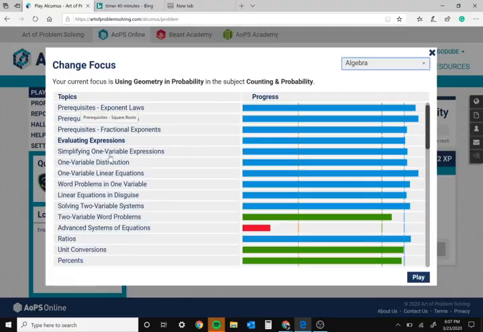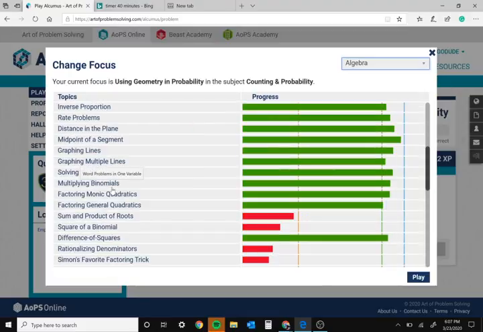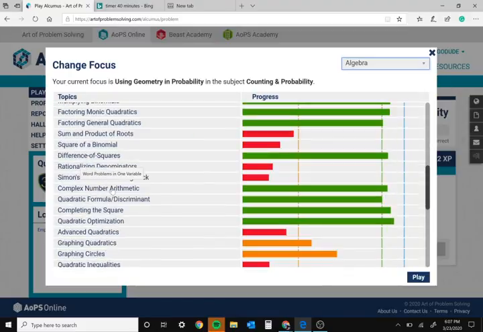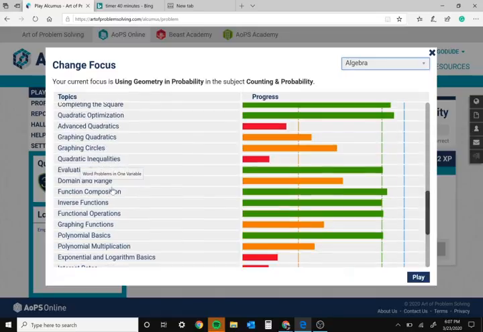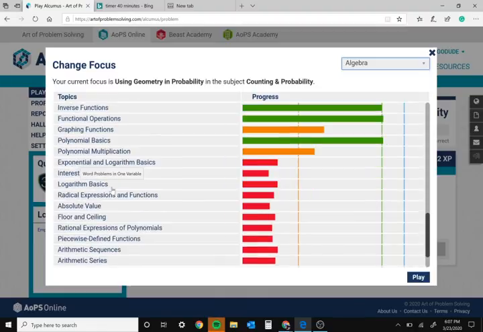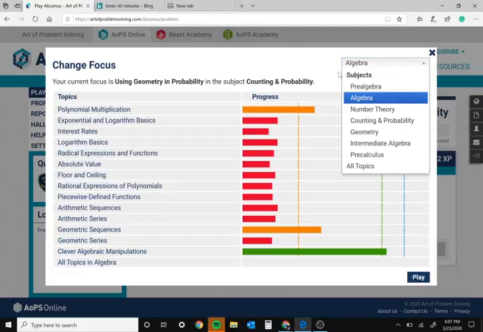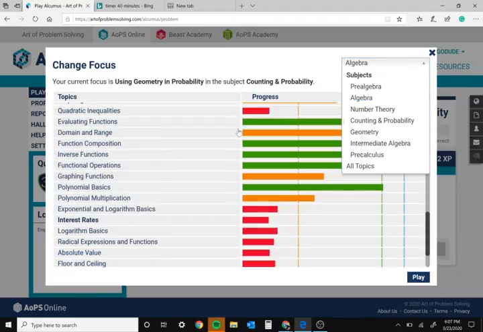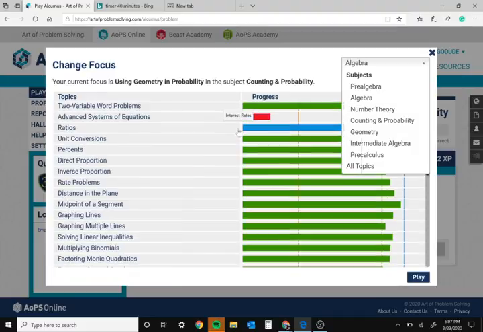So much stuff. You got everything in quadratics, everything in functions, domain and range, inverses, polynomial multiplication, interest, logs, radical expressions, absolute value, floor and ceiling, arithmetic sequences and series, geometric sequences and series, and clever algebraic manipulations. And up here, you've got graphing stuff, factoring, midpoint of a segment, all that.